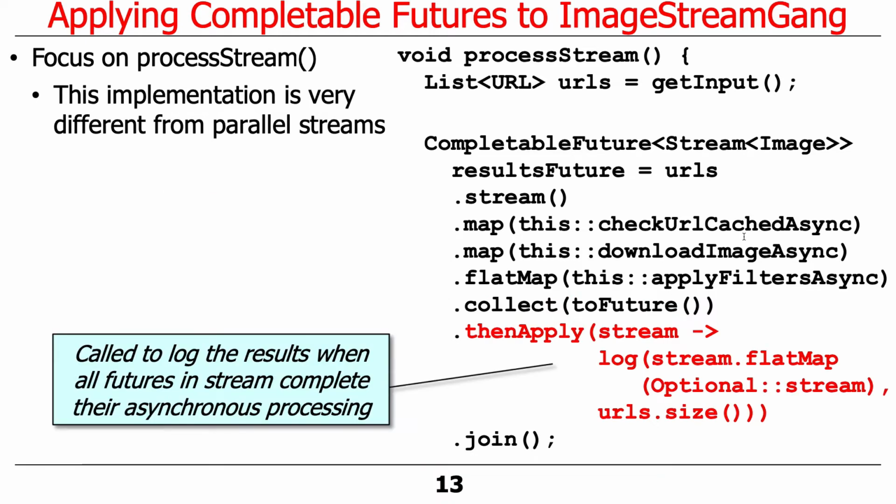And then we can use a completion stage method, thenApply, that will trigger this lambda expression after that single completable future completes. And when that single completable future completes, that indicates that all the other processing is done at long last. And it actually runs pretty fast because it's all asynchronous and parallel.